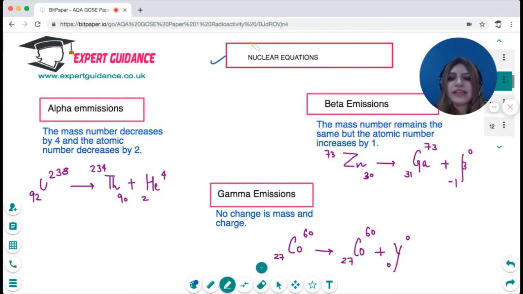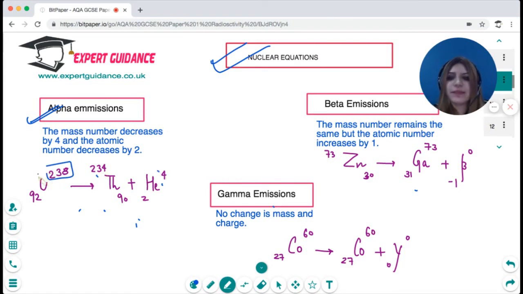Now, in the exam, they can give you a nuclear equation. In the nuclear equation, remember, whenever an alpha particle is emitted, the mass number goes down by 4 and the atomic number by 2. In beta, the mass number remains the same, but the atomic number increases by 1, and in gamma, no change. Basically, to make it easy to understand, make sure the top numbers on the left side are equal to the top numbers on the right side.